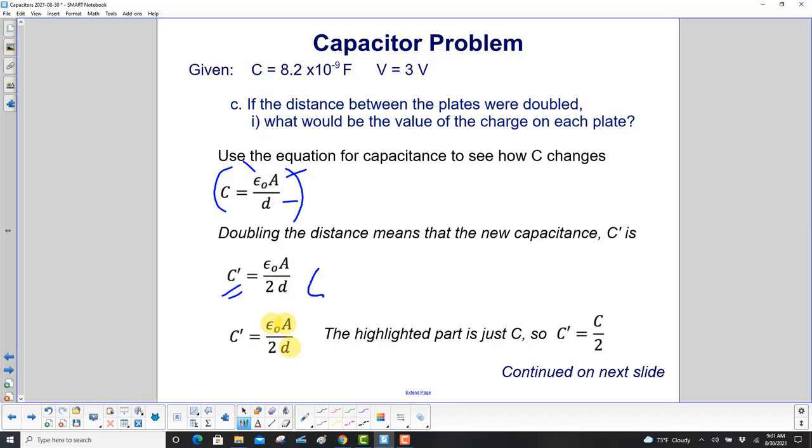And check out the highlighted part here. Have you seen that before? Epsilon 0 A over D? Yes, that's the capacitance. So I just replace that with C, so you now have C prime is equal to C over 2.